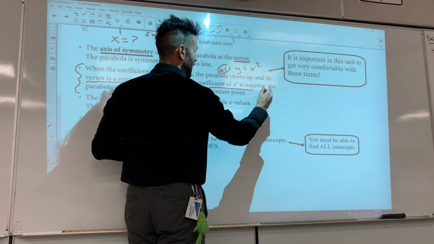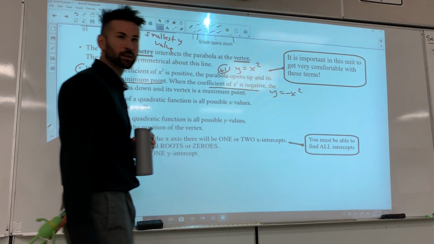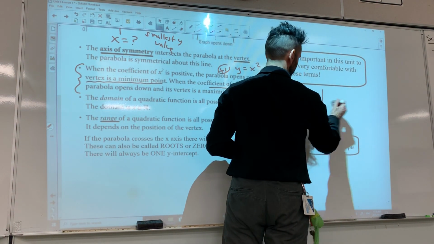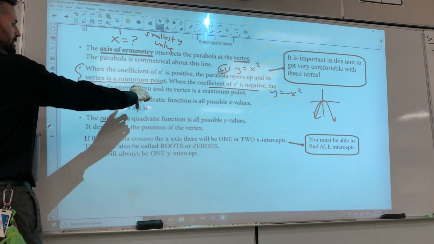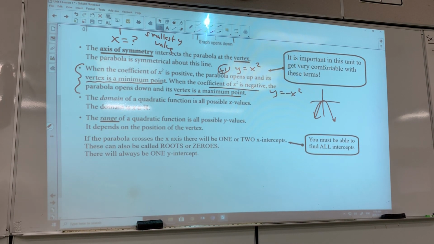If the coefficient's negative, remember when we graphed y equals negative x squared before? It was opening down. It looked like this. So if it's negative, it opens down, and the vertex will be the maximum. I really recommend that tonight you memorize all this stuff, so that we're using the same language, because I'm going to be using all these words.